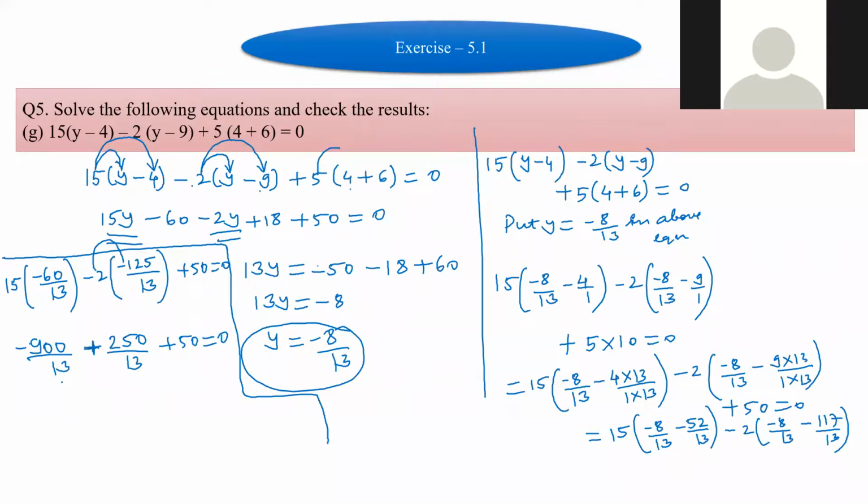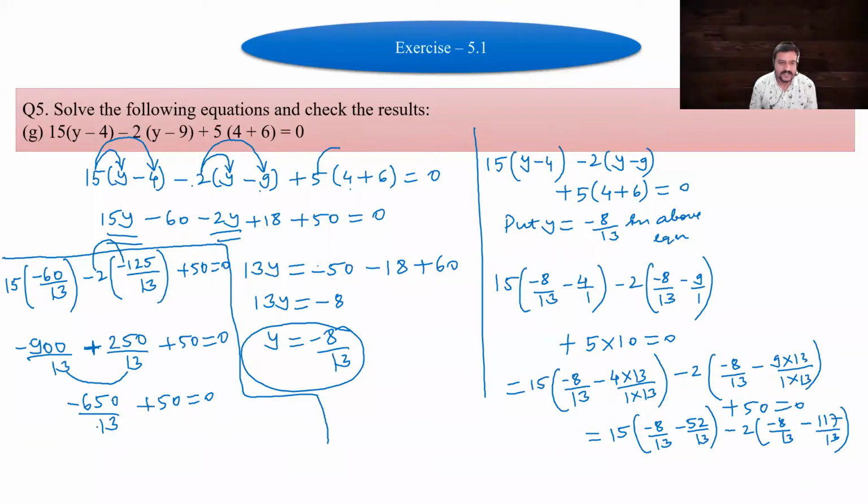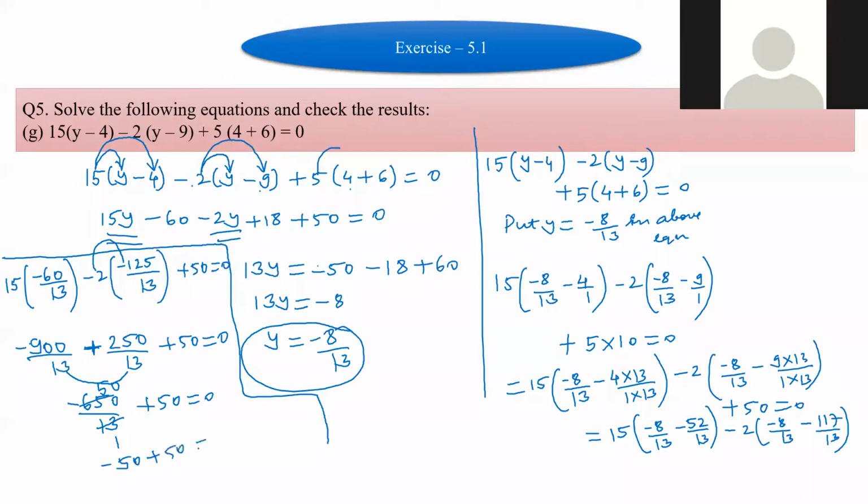Then we will add minus 900 and plus 250. The denominator is same, so we can operate it. It will come minus 650 upon 13. Now 13 fives are 65, so minus 50 plus 50. Finally, minus 50 plus 50 is equal to 0.